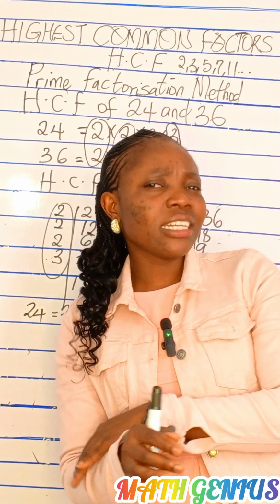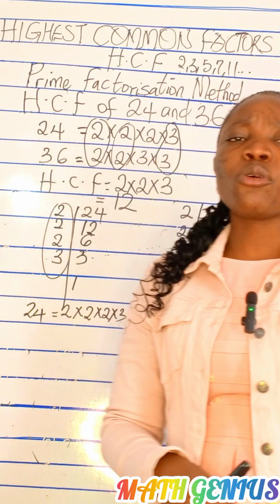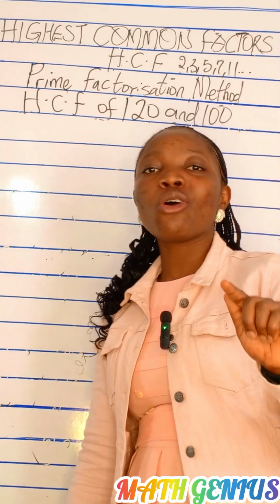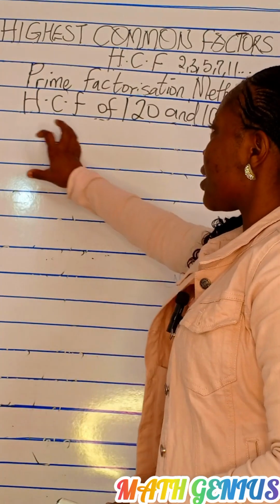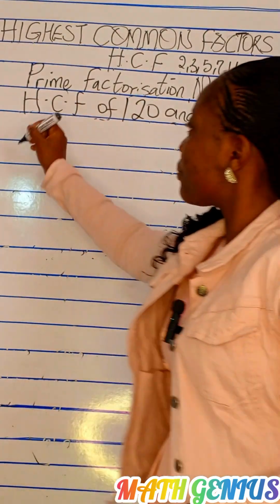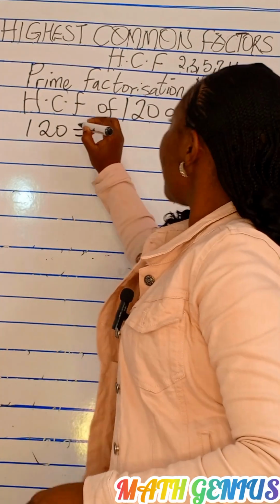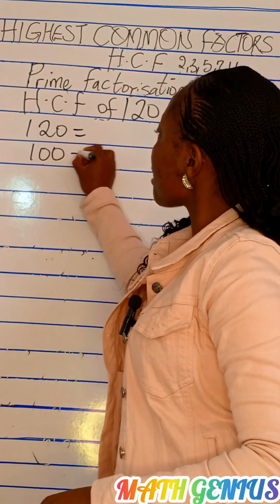So you want to just digest a little, and then I give another example of a larger number, still on the issue of prime factorization method. And then we have the question which says we should find the HCF of 120 and that of 100.